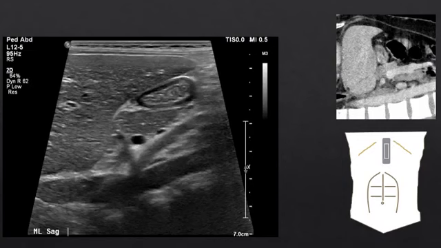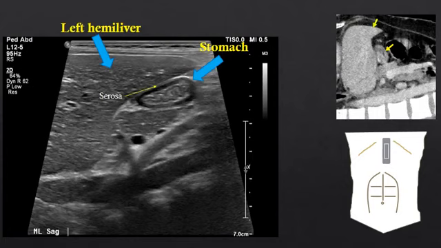Let's start by looking at a sagittal view of the upper abdomen with the probe positioned in a subxiphoid location. We can see the stomach running under the left hemiliver. Notice the wall of the stomach has three distinct layers. The outer layer is the serosa, and it is hyperechoic. The middle layer is the submucosa, and it is hypoechoic. The inner layer is the mucosa, and it is hyperechoic.